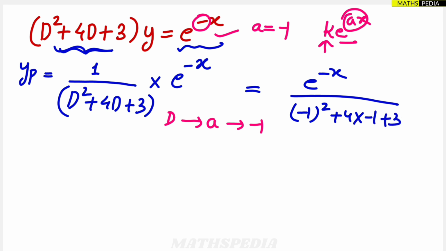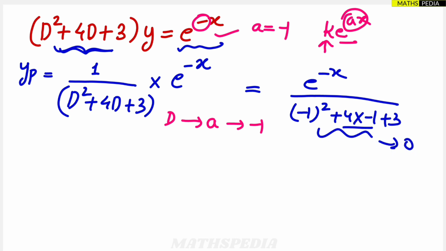Right? So how much you are getting? Minus 1 square is plus 1. Here you are getting minus 4. Here you are getting plus 3. 1 plus 3 is what? 4. 4 minus 4 is 0. So you can say that the denominator you are getting 0. Right. So denominator part is getting 0.